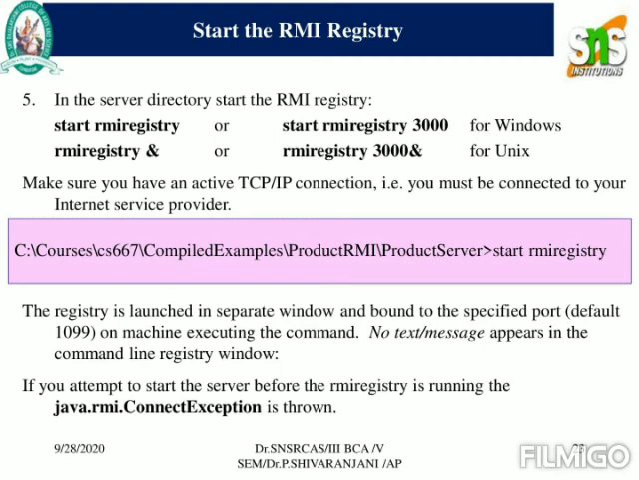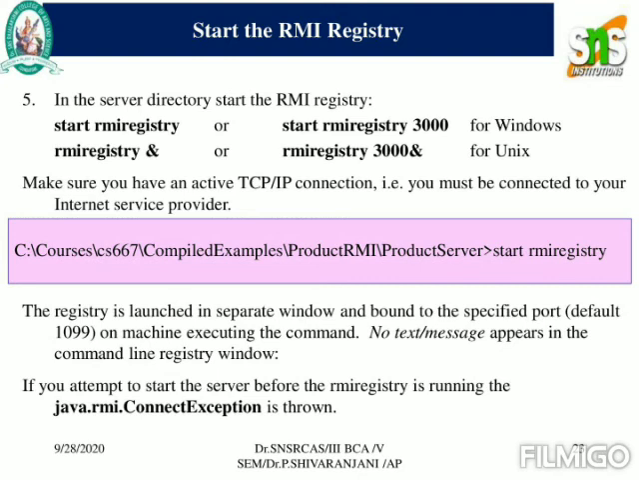So next one is how to start your RMI registry. In the server's directory, you have to start your RMI registry. To start, you have to use the command start rmiregistry or start rmiregistry 3000 for Windows, and if it is Unix, then you have to use rmiregistry ampersand or rmiregistry 3000 ampersand.